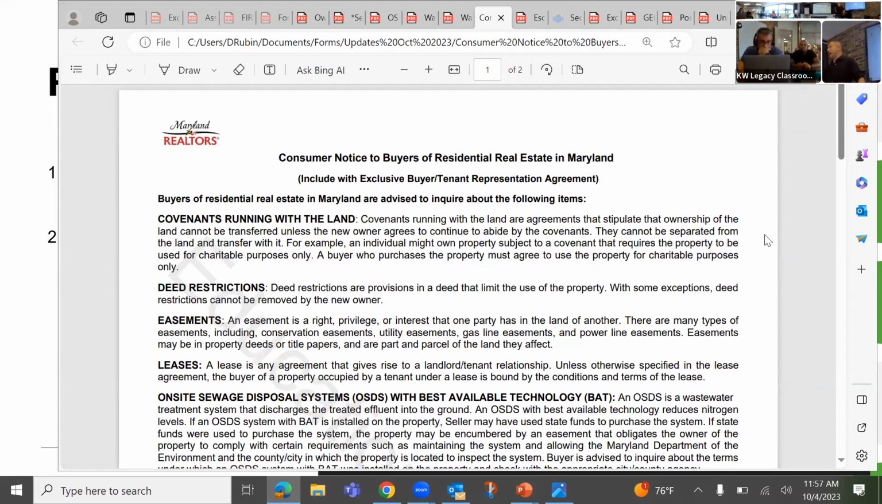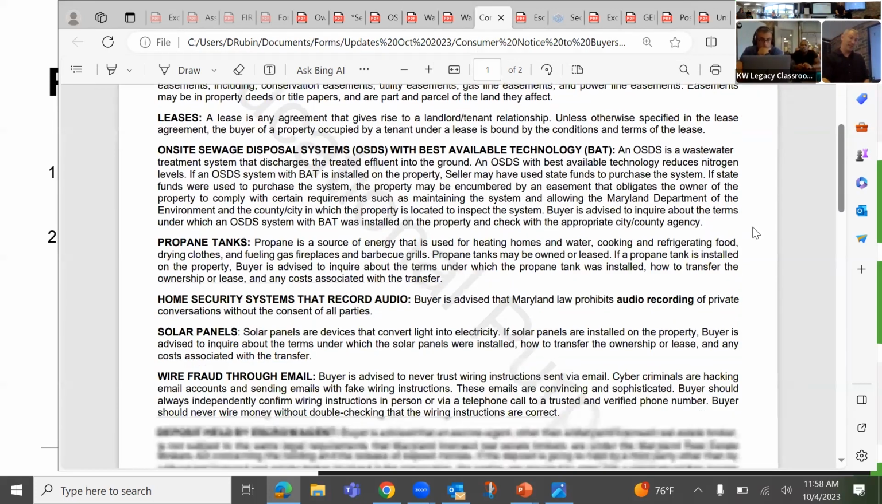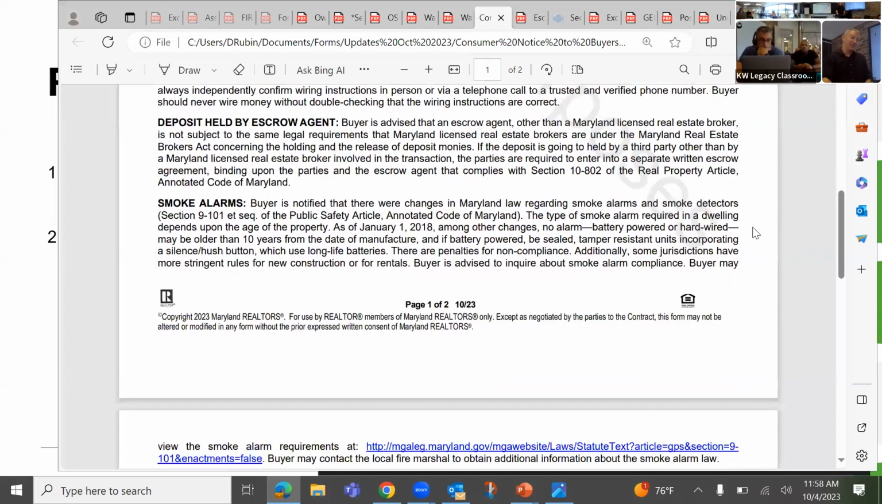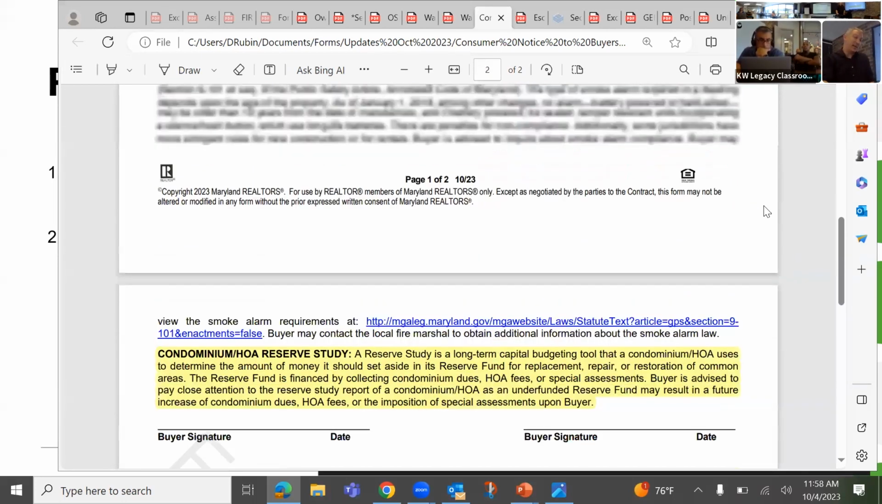So this is a required form for every buyer or tenant brokerage agreement. And again, this is all just CYA stuff, right? There's nothing to fill out. This is just, if something pops up later, it's a protection for us, to say you signed the notice, and there are potentially some issues that come up commonly.